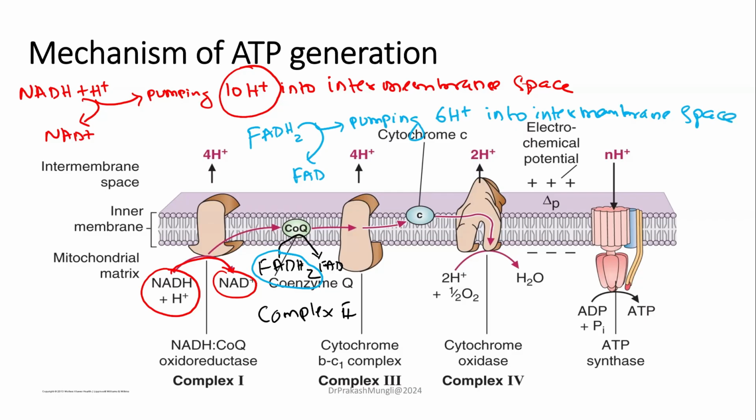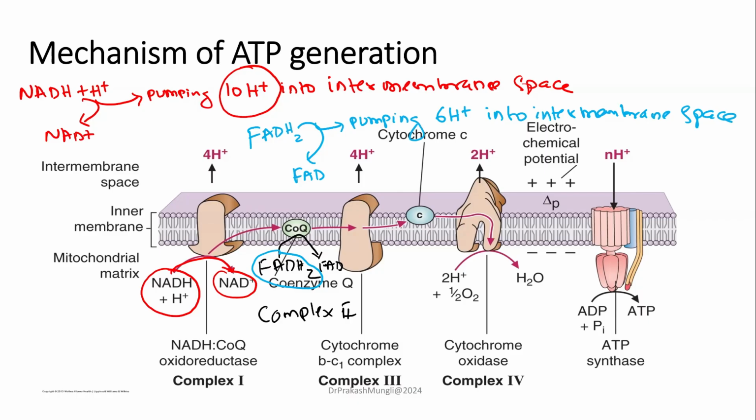All of you clear with this? Why 6? Why does FADH2 oxidation help in pumping 6 protons instead of 10? Because it bypasses complex 1, basically, right? It enters into coenzyme Q and then complex 3. So pumping starts from complex 3. So that will be 4 plus 2, that will be 6. Is it clear, all of you?